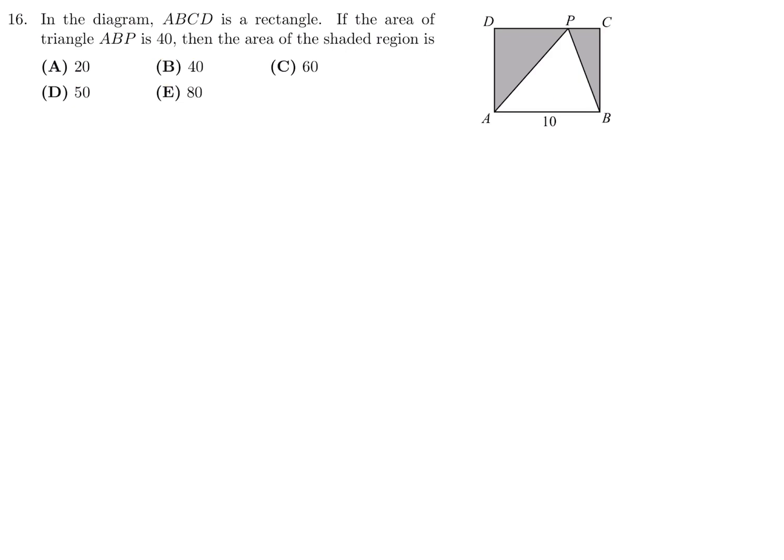In the diagram, ABCD is a rectangle. If the area of the triangle ABP is 40, then the area of the shaded region is. This triangle, ABP, they're saying is 40. So if I draw a top to bottom height, let's say from there to there, like that, that will be 40. So 1/2 base, which is 10, times that height, I'll just call it h for height, they're saying is 40. So doing the math, this becomes 5h is 40, and therefore h is equal to 8.